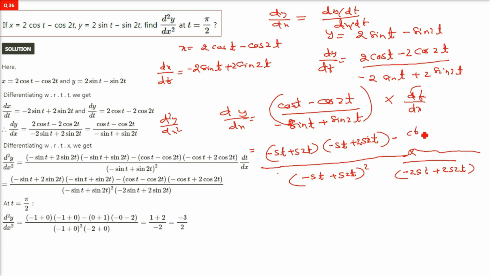Just now we have differentiated cos t minus cos 2t. Now we have to differentiate minus sin t plus sin 2t. So we are going to replace cos t minus cos 2t just like that, and the differentiation of minus sin t plus sin 2t will be cos t and plus 2 will come outside because of the 2t, so twice of cos 2t. You don't have to solve anything right here, no multiplication, nothing. Just place t equals pi by 2.